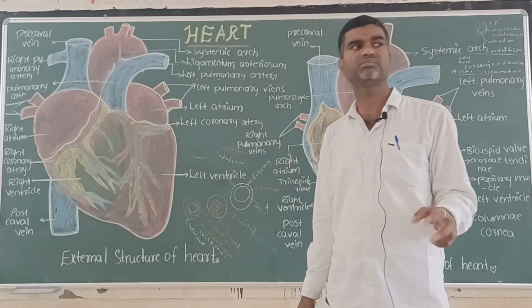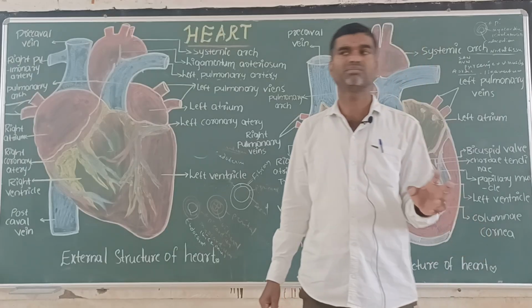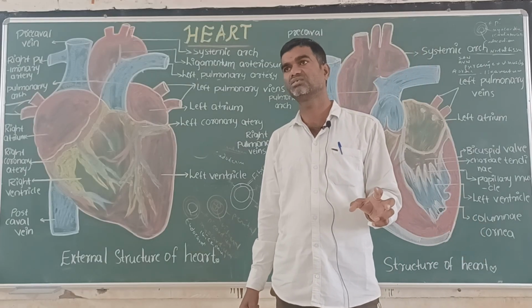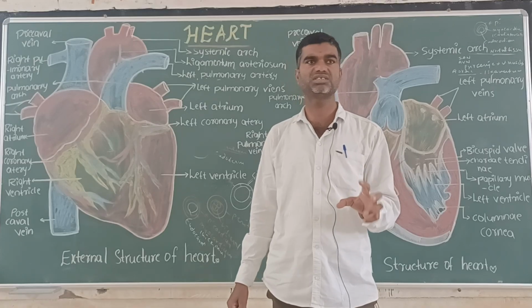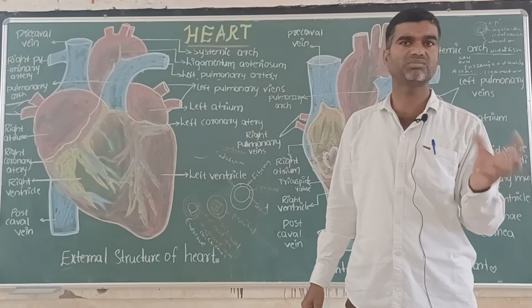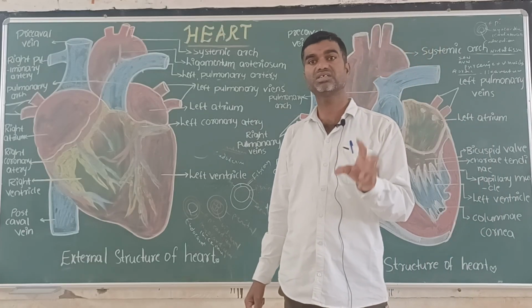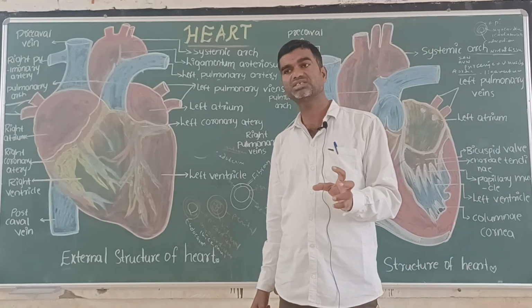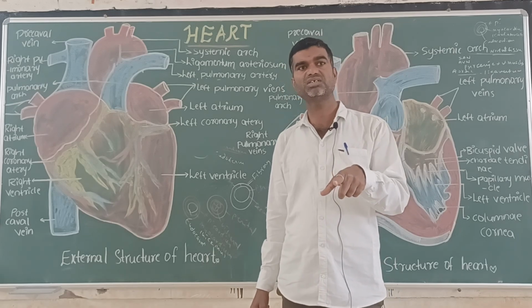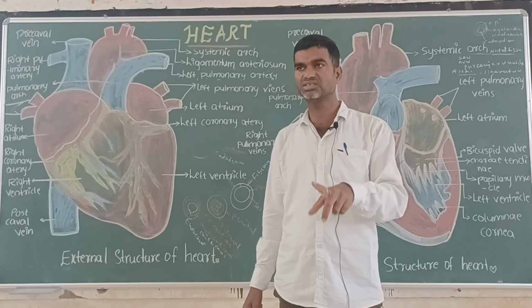This is very important from the NEET point of view. Pulmonary arteries contain deoxygenated blood, and pulmonary veins contain oxygenated blood. This is very important. Arteries contain oxygenated blood, and veins contain deoxygenated blood.